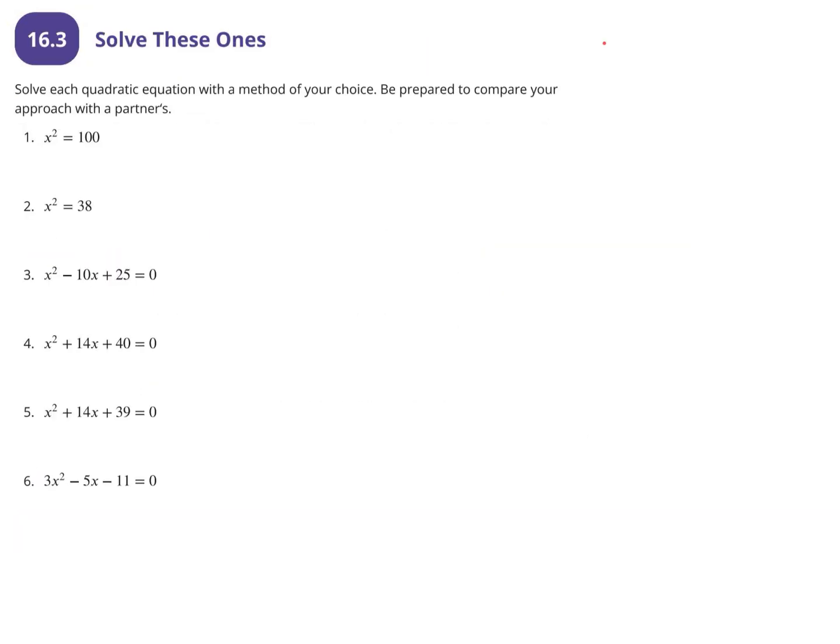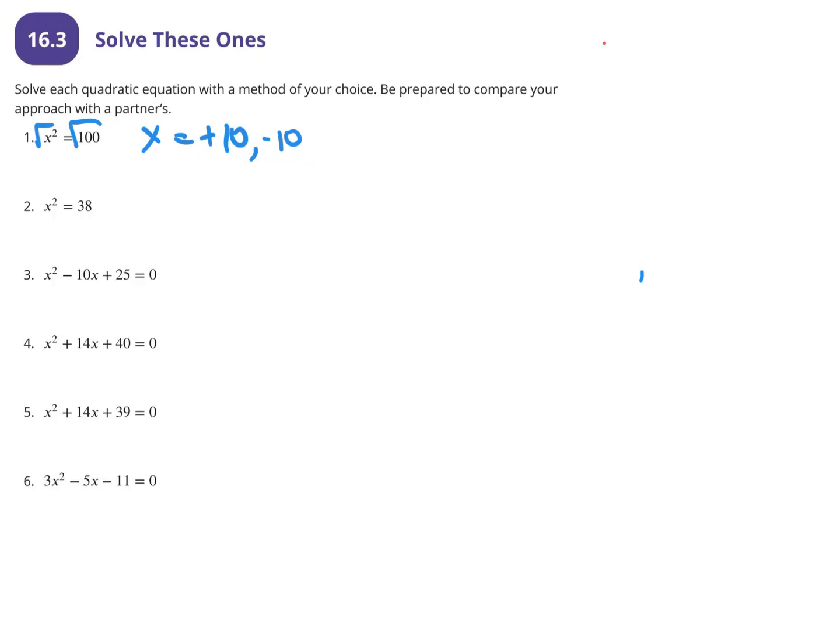Okay, so we're going to solve these probably a couple at a time. I'll probably have to put these on a couple of different pages. So solving the first one, x squared is equal to a positive number. Take the square root of both sides. x is equal to positive 10 and negative 10.